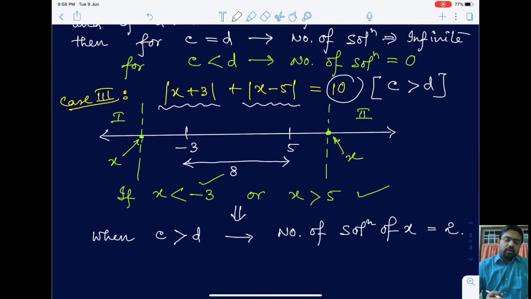I think all these 3 cases are clear to everyone, that is, how to find out graphically the number of real solutions of a modulus equation in this particular form, where the sum of the 2 moduli is given as some specific real constant. Now how to find out those solutions, for that you can refer to our next video.